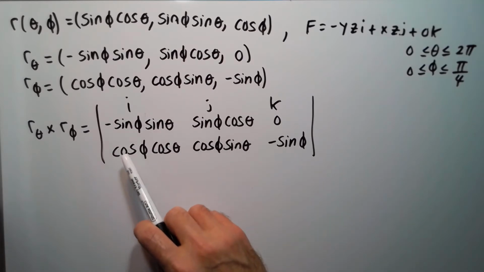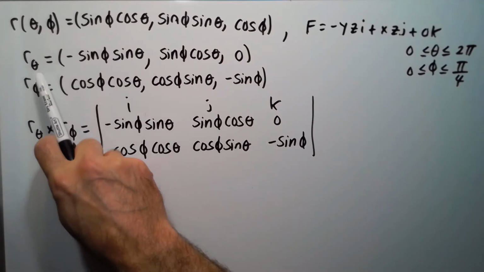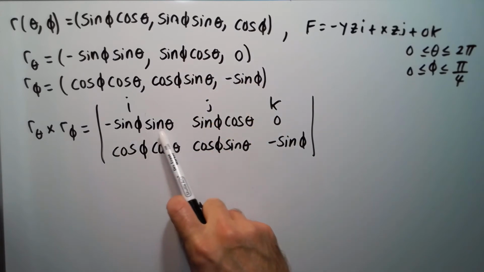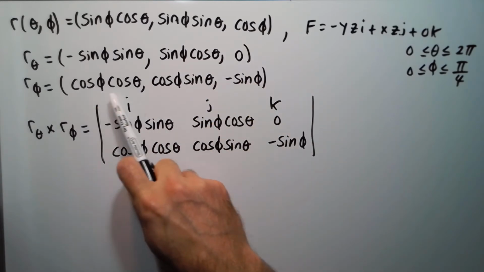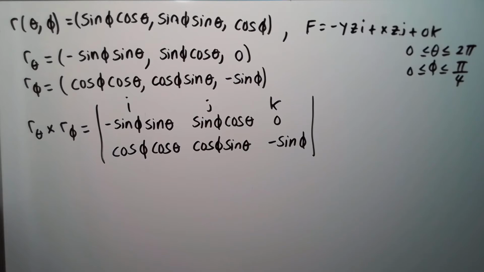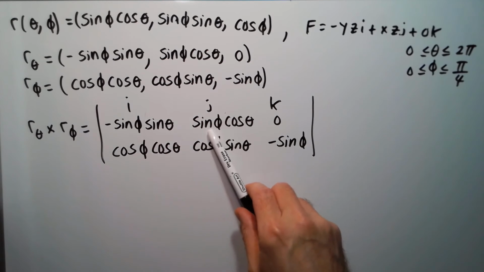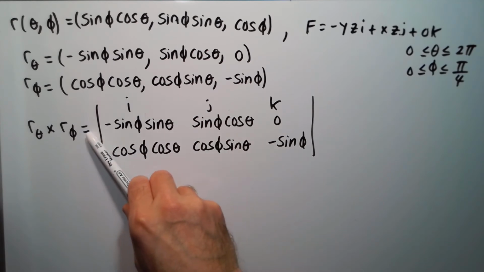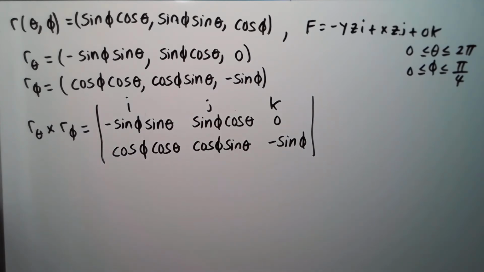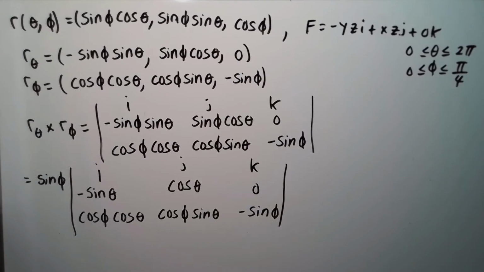So here's my definition of cross product. So I have my r theta on the second row and r phi on the third row. Now to simplify things a bit, notice here on the second row I can pull a sine phi outside. So let's do that. Okay, so I factored out the sine phi in the second row, so I have a minus sine theta, cosine theta, 0 in the second row.